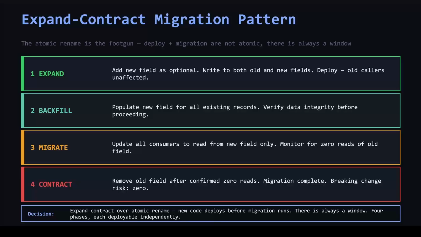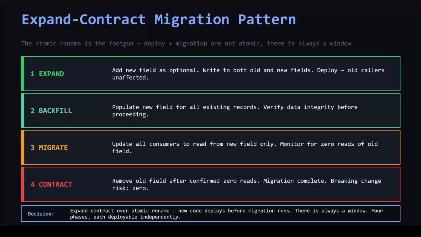4 phases, each deployable independently. The first phase is expand. Add the new field as optional. Write to both old and new. Deploy. Old callers are unaffected. They keep sending the old field name and the action writes both. Backfill. Populate the new field for all existing records. Verify data integrity before proceeding.